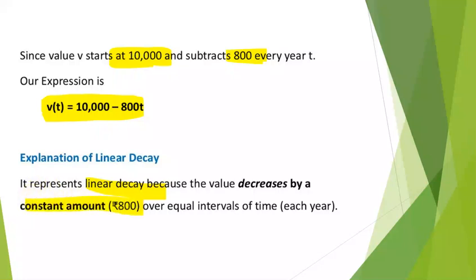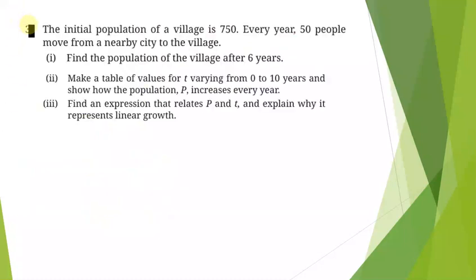Okay. Now we have two more questions. So we will move to the second last question. Okay. So the third question says the initial population of a village is 750. Every year 50 people move from a nearby city to the village. Find the population of the village after 6 years. Make a table of values for t varying from 0 to 10 years and show how population p increases every year. Find the expression that relates p and t and explain why it is linear growth. All these questions are the same kind of questions only.